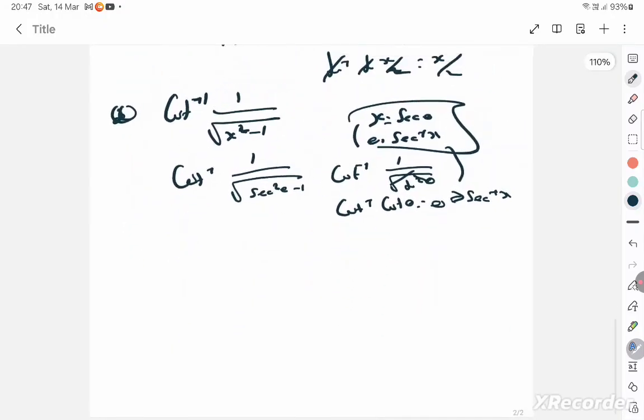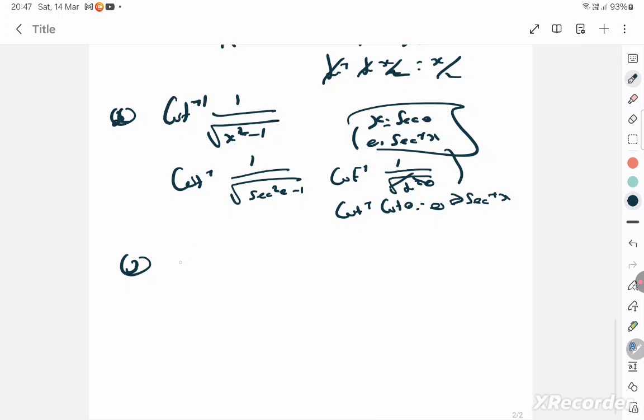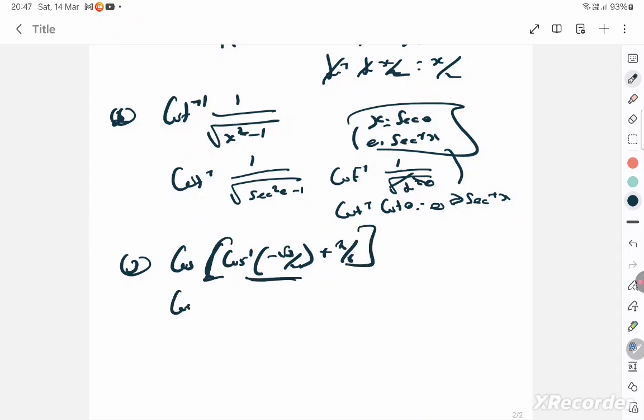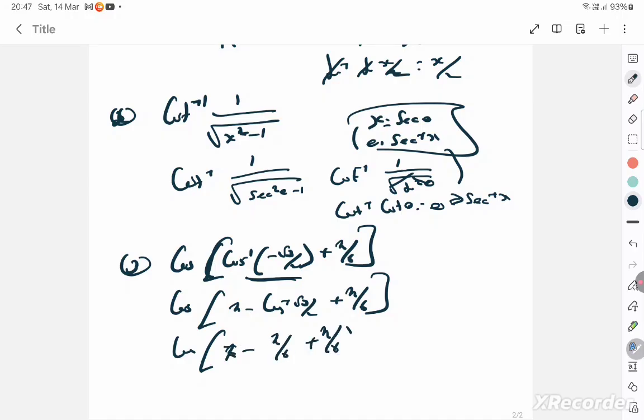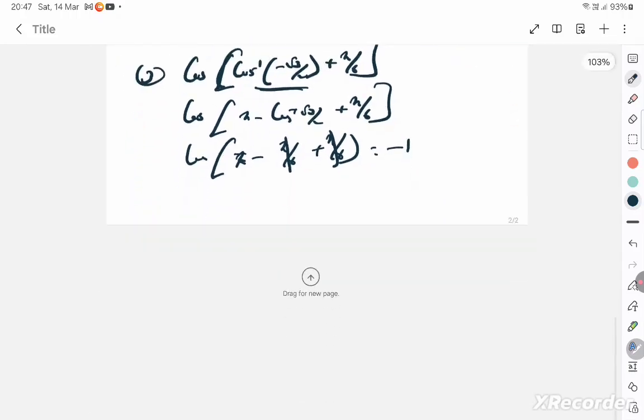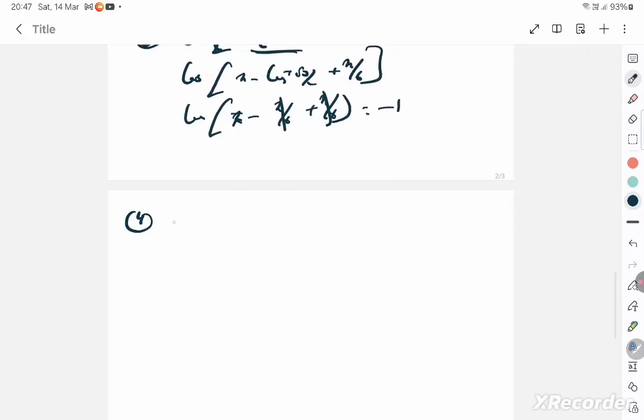So let's go to the next sum, which is the third subdivision, which is cos inverse of minus root 3 by 2. And I think there is a plus pi by 6 there. And I know this is a whole bracket. This is a negative argument. Cos of pi minus cos inverse of root 3 by 2 plus pi by 6. So cos of pi minus, in cos where will root 3 by 2 come? 30 degrees, which is pi by 6, plus pi by 6. Cos pi is the answer, which is minus 1. Let's go to the fourth question.